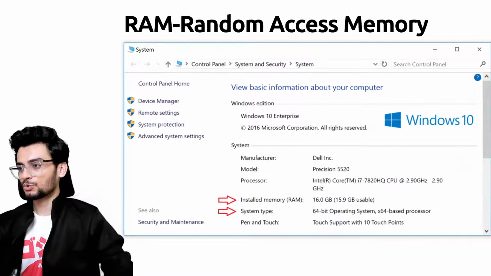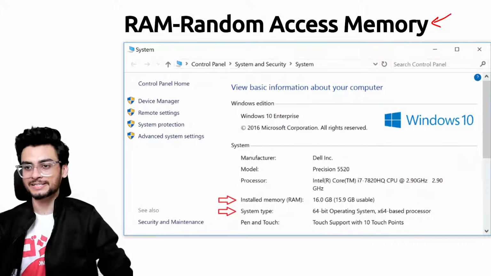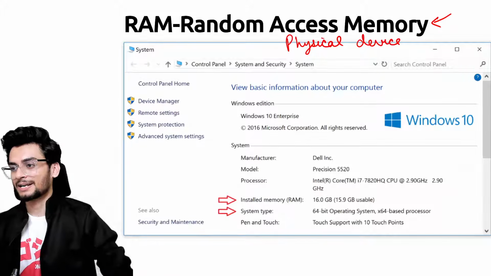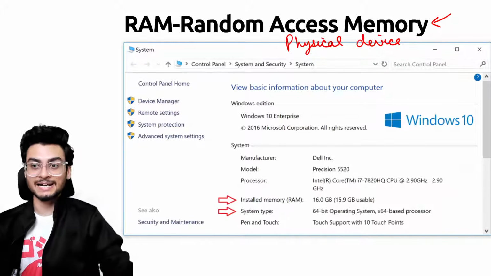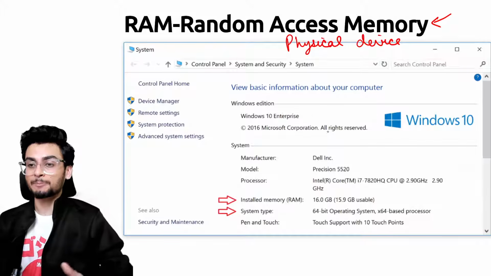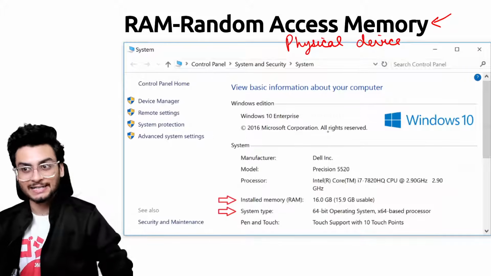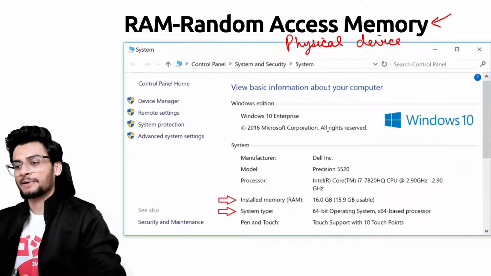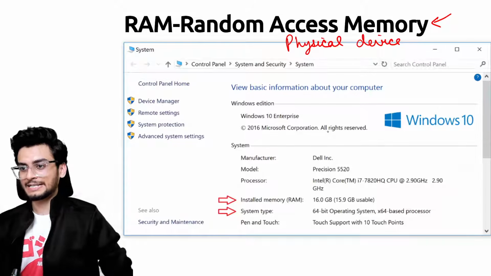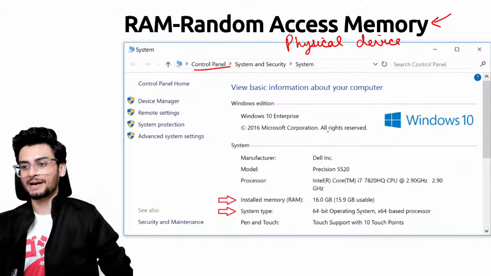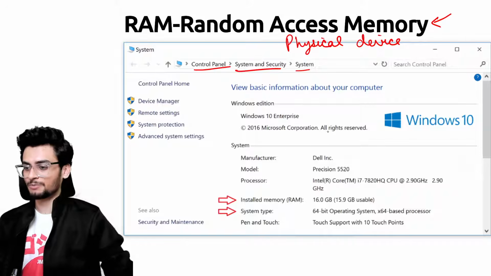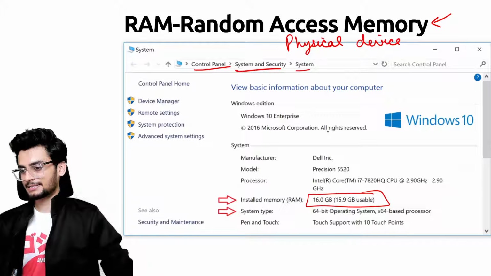So now if you want to check your RAM or random access memory, it is a physical device. Your RAM is a physical device and you cannot change the RAM. If you want to change the RAM of your PC or your device, you have to bring a chip and add it extra. So you can check your RAM by going to control panel, systems and security, and over there if you check system information, you will be able to see it. Like this is 16 GB RAM.